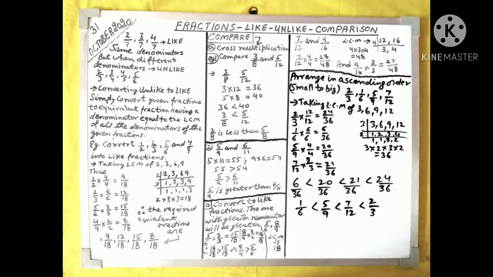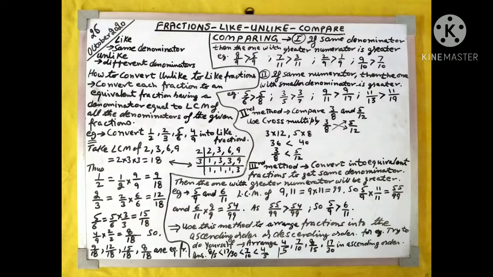So clearly we can see 6 by 36 is less than 20 by 36, which is less than 21 by 36, which is less than 24 by 36. So we write 1 by 6 is less than 5 by 9, which is less than 7 by 12, which is less than 2 by 3. So this is the ascending order of the fractions 1 by 6, 5 by 9, 7 by 12 and 2 by 3. So I hope the concept is very much clear.